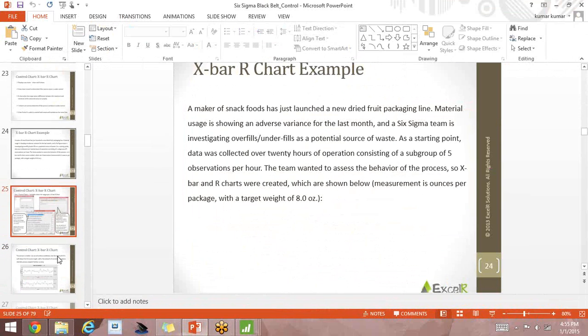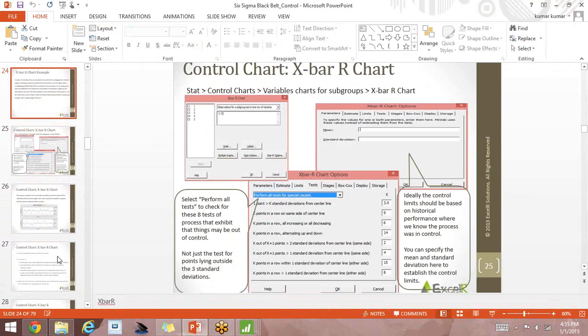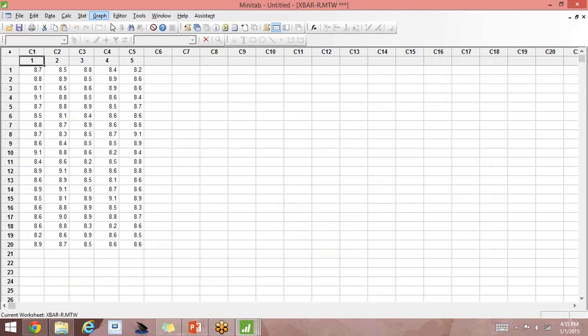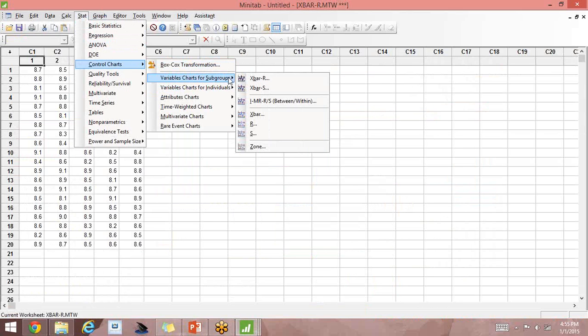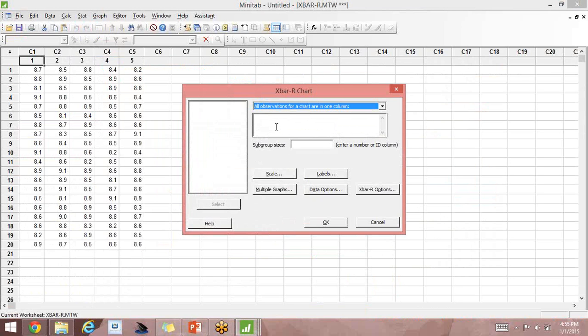So let me take you to that particular slide. Go to Stat, Control Charts, Variable Charts for Subgroups. Here we are going ahead with X bar R. All observations of a chart are in one column? No. Observations of the subgroup are in one row of columns. I select everything, 1 to 5.